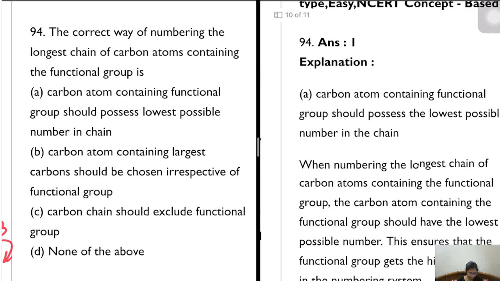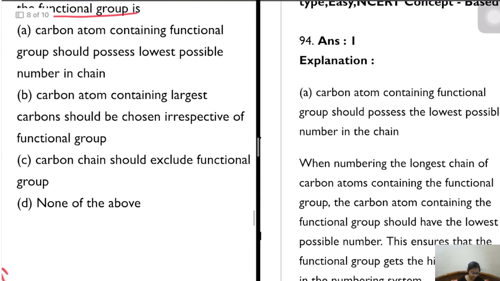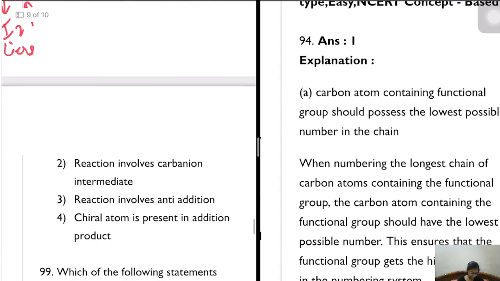We have the correct way of numbering the longest chain of carbon atoms containing functional group. Carbon atom containing functional group should possess lowest possible number in the chain. Yes, this is right. Always the functional group is given the lowest number. Then what are the other options? Carbon atom containing largest carbon atom should be chosen irrespective of functional group. No, functional group is important. Carbon should exclude. No, it should include. Always inclusive. So one would be a correct answer. Let's see the next question.